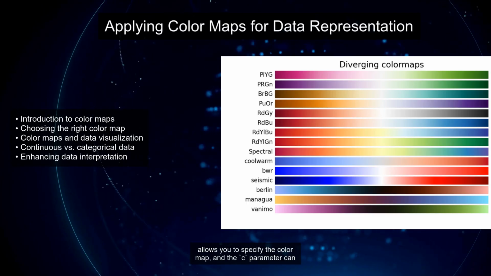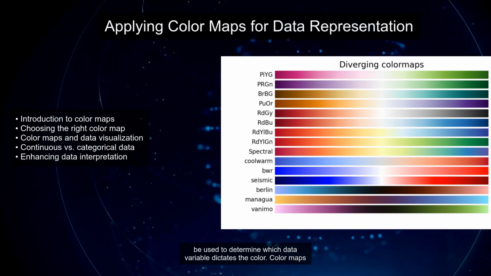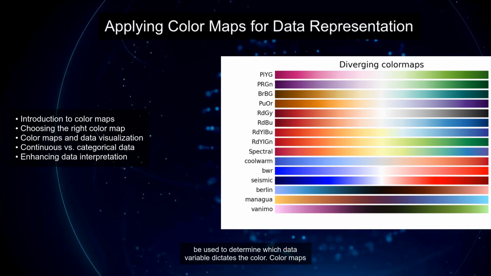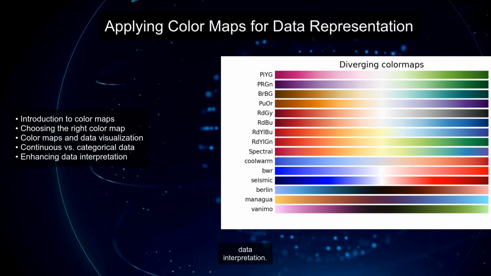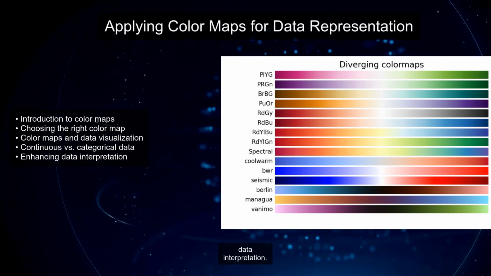The cmap parameter in plt.scatter allows you to specify the color map, and the c parameter can be used to determine which data variable dictates the color. Color maps not only make your plots visually appealing but also aid in better data interpretation.